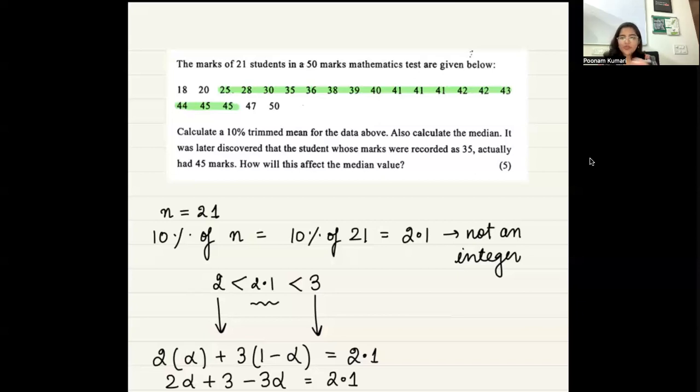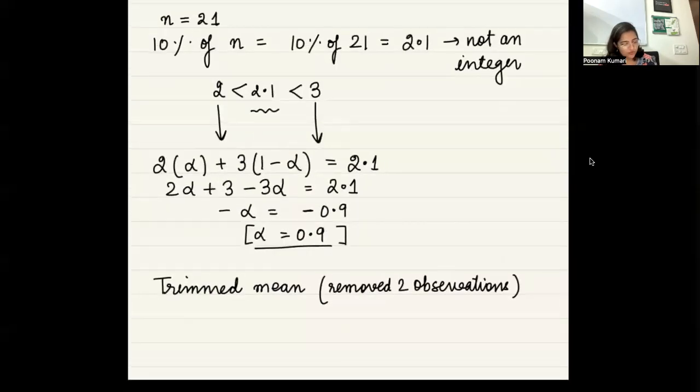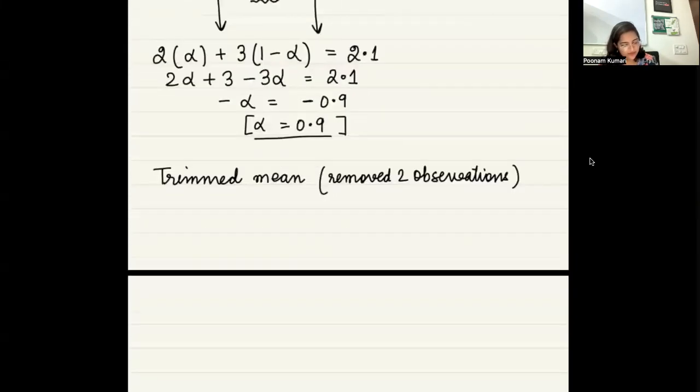655. Yeah, I'm also getting 655. So what do you have? 655 divided by, so total there were 21 people. Now you have removed 4. What is left? 17, right? So if you divide that by 17, what do you get? You get 38.5294, right? Is that okay?